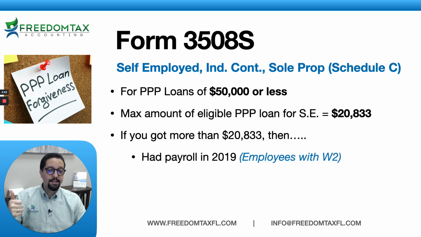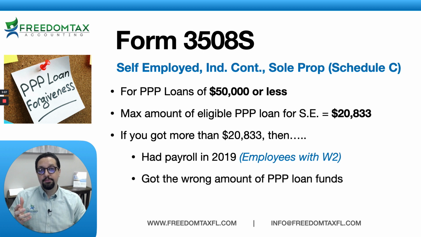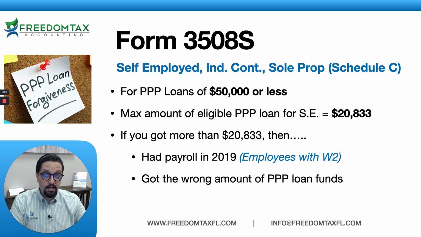The first one is that you had payroll in 2019, meaning that you had employees with W-2s, not 1099s, not independent contractors, meaning that you were self-employed, but you had payroll in 2019. This is super rare, but there are some cases where this happens. Or you got the wrong amount of PPP loan funds, which, if this is your case, later on in this video we're going to tell you what's going to happen with your case.